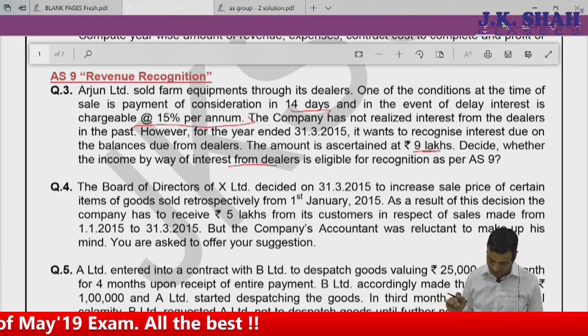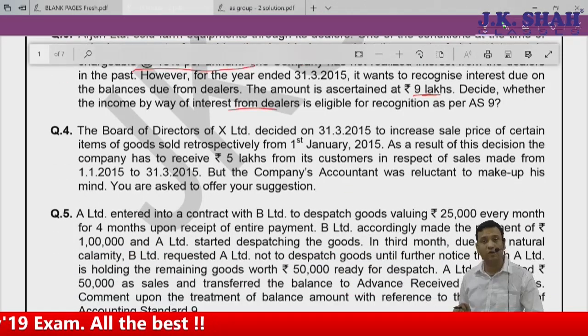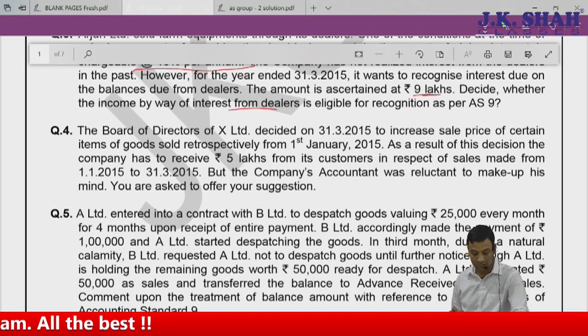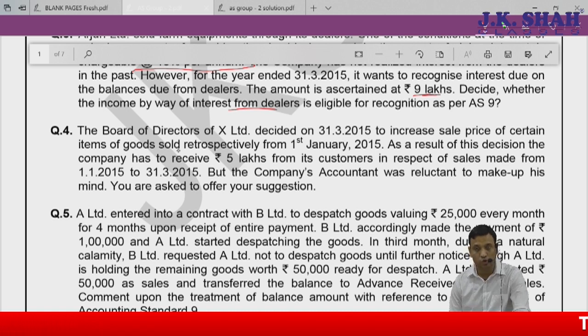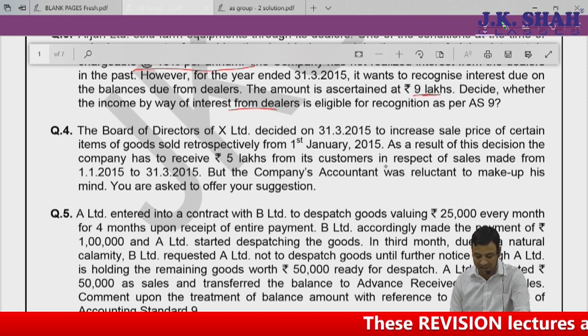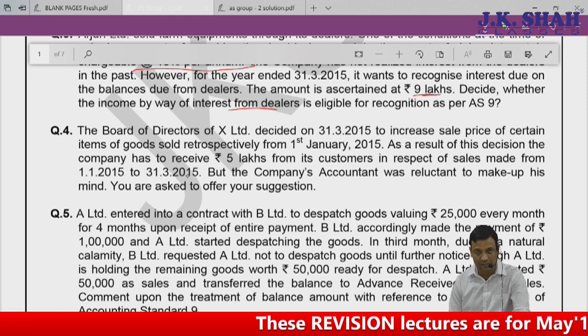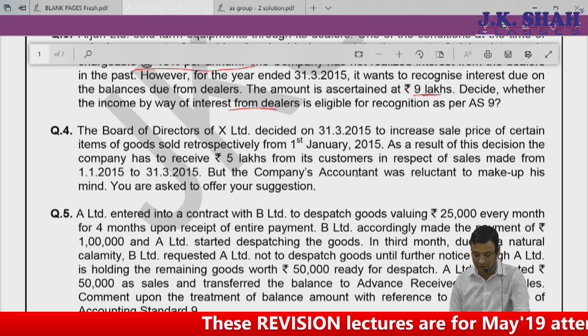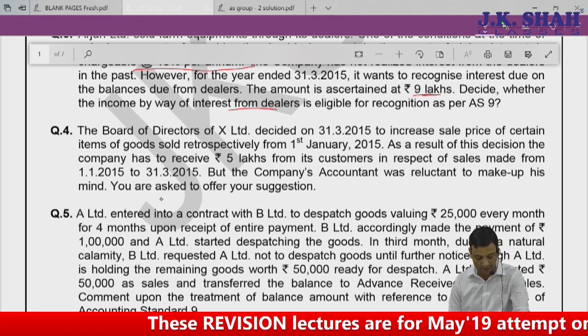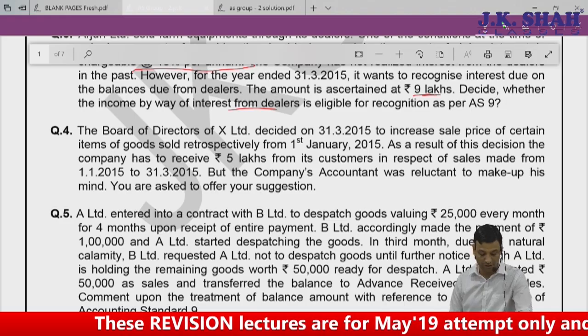I move on to the next question. The board of directors of X Limited have decided on 31st March 2015 to increase the sale price of certain items of goods sold retrospectively from 1st Jan 2015. As a result of this decision, the company has to receive 5 lakhs from its customer in respect of sales made from 1/1/15 to 31st March 15, but the company's accountant was reluctant to make up his mind. You are asked to offer your suggestion.